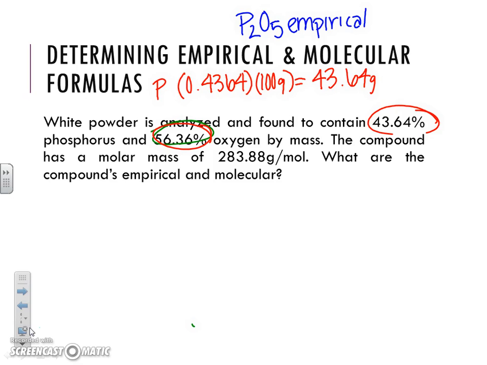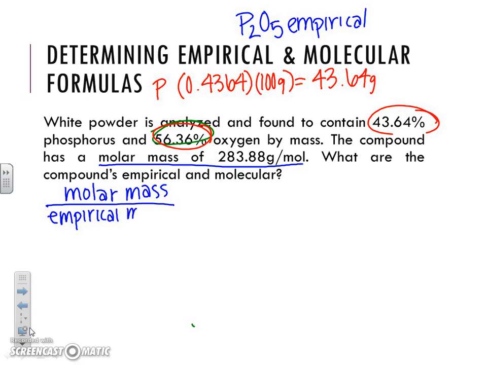So to do this, we know that the molecular formula is just a ratio of the empirical formula. So we can use a ratio between the molar mass, which we're given, and the mass of the empirical formula. So that looks like this. We would take the molar mass divided by the empirical mass.